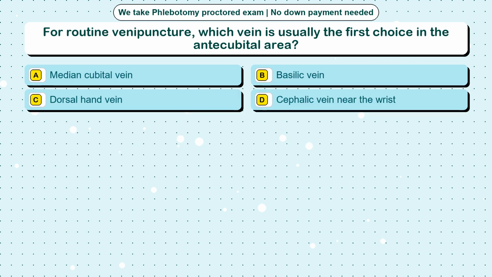Question 80. For routine venipuncture, which vein is usually the first choice in the antecubital area? Option A. Median cubital vein. Option B. Basilic vein. Option C. Dorsal hand vein. Option D. Cephalic vein near the wrist.